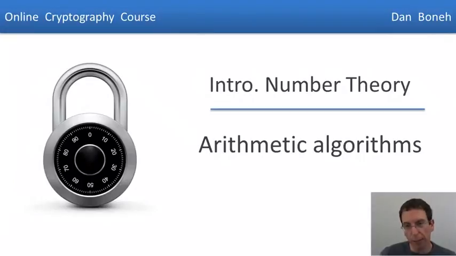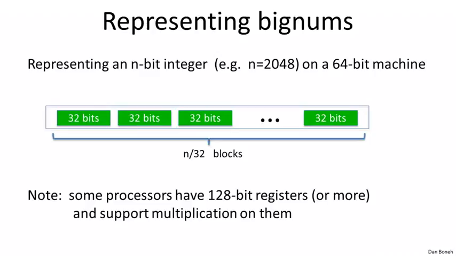The next thing we're going to look at is how to compute modulo large integers. So the first question is, how do we represent large integers in a computer? That's actually fairly straightforward. Imagine we're on a 64-bit machine. What we would do is break the number we want to represent into 32-bit buckets. Then we would have these n over 32 buckets, and together they would represent the number that we want to store on the computer.